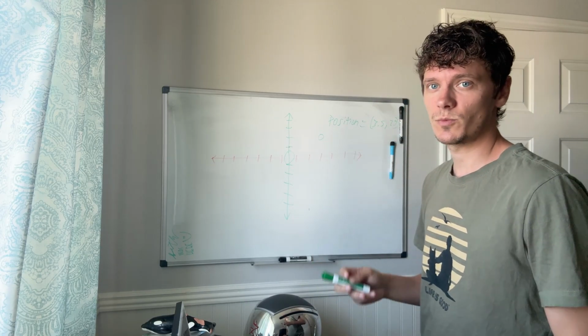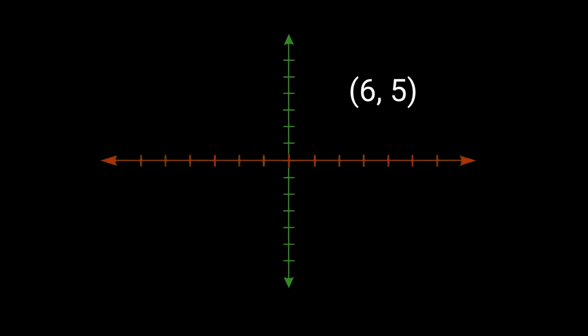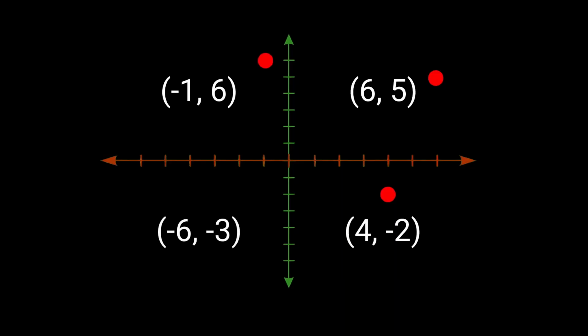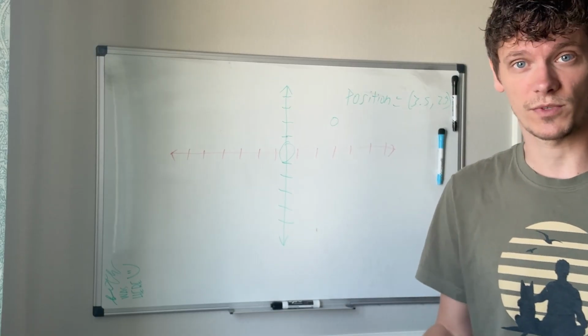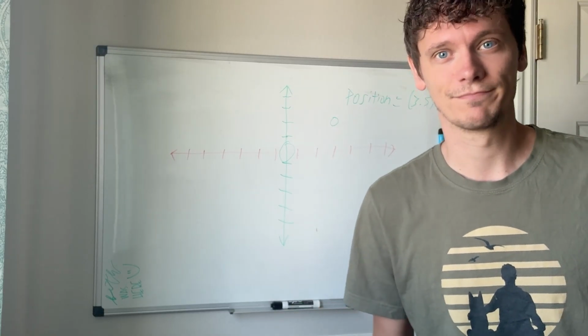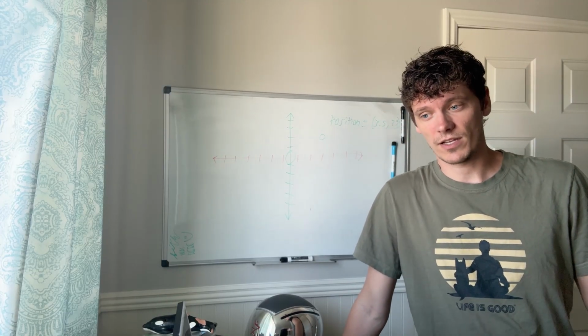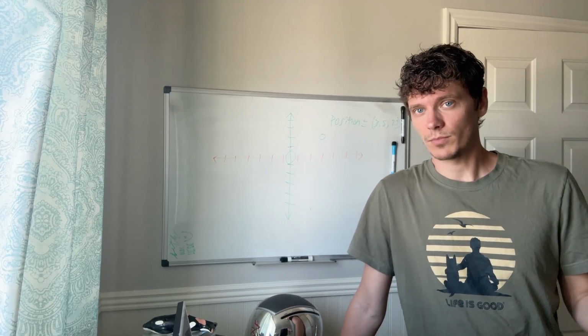So for this first one, I'll do position 6, 5, and that should show up right here. Then for position 4, negative 2, that should show up over in this quadrant. And then position negative 1, 6 will show up right here. And lastly, position negative 6, negative 3 will show up right here. Each of these sections is called a quadrant, because there's 4 of them. Pretty straightforward.